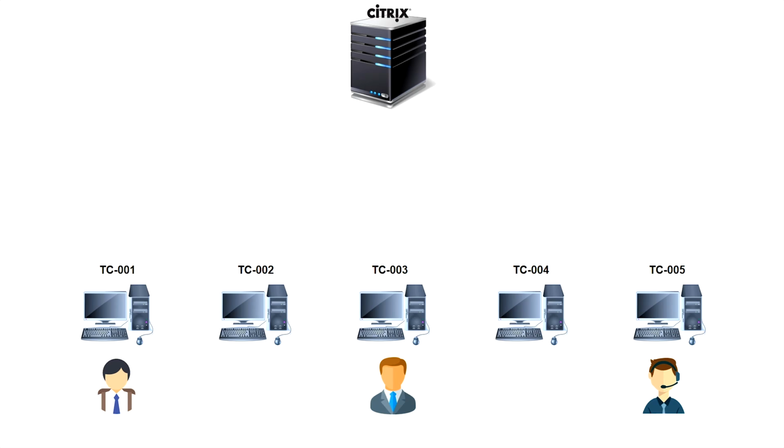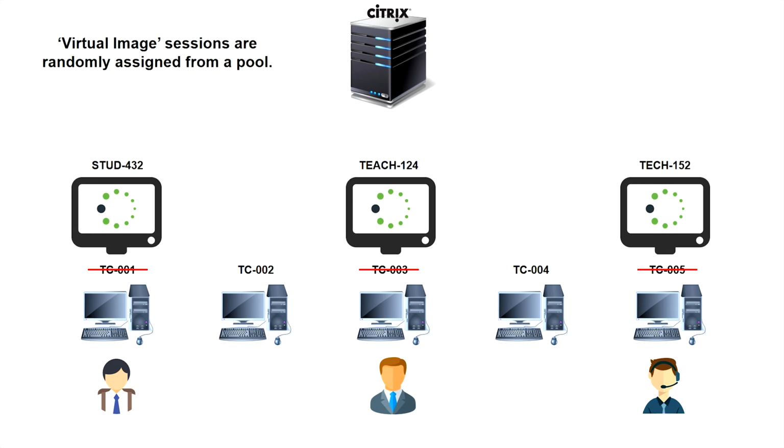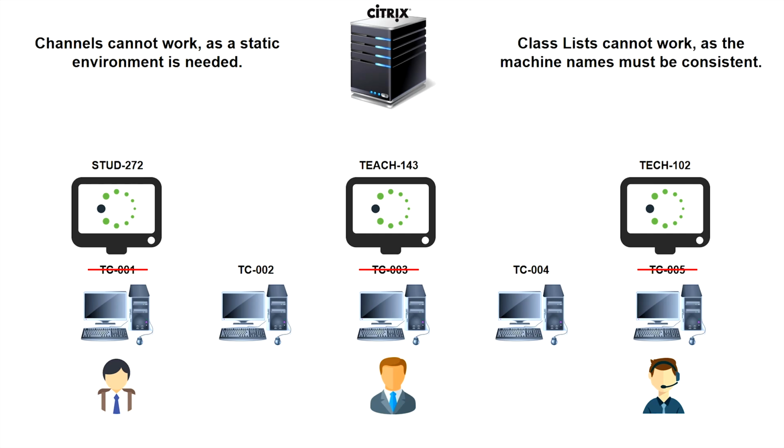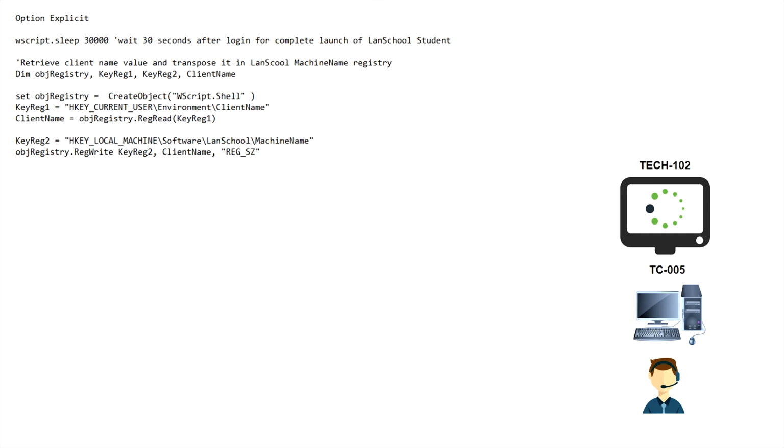The main problem that we have with LanSchool natively in a VDI environment is that each of these images are loaded from a random pool. For example, you'll have hundreds of identical student images and you'll pluck one at random when you log in. Now, this means there's no consistency in the naming conventions, and this causes problems for LanSchool as we have no reliable way of consistently grouping the machines. To get around this, we use a login script with three separate parts.